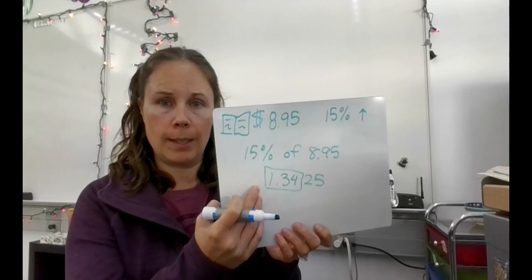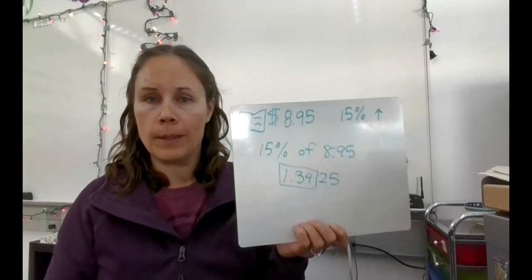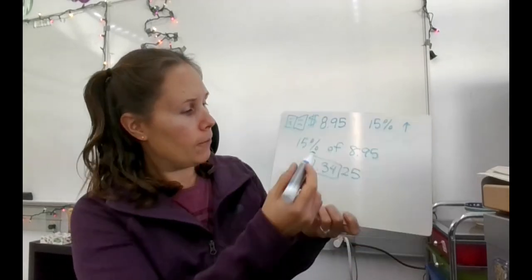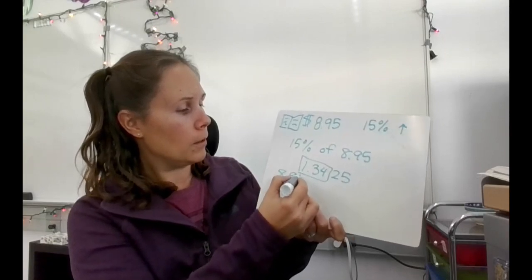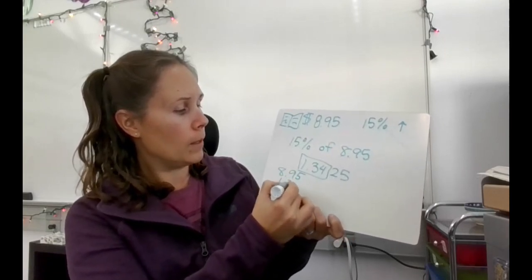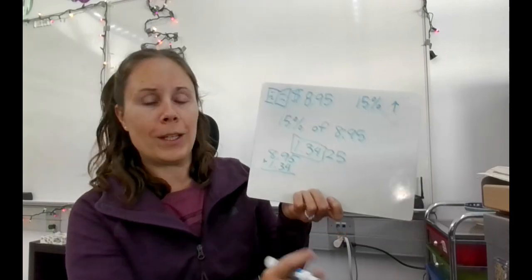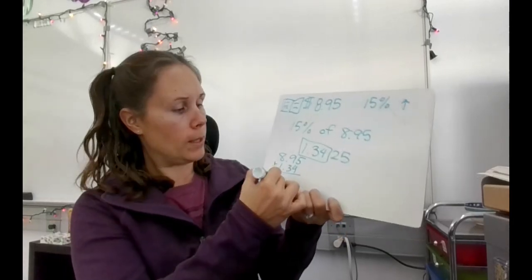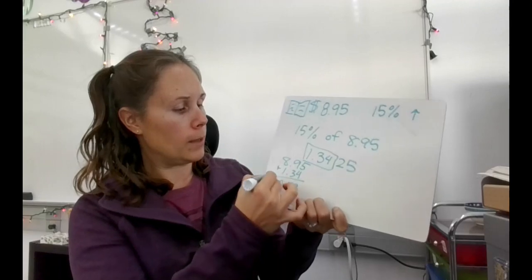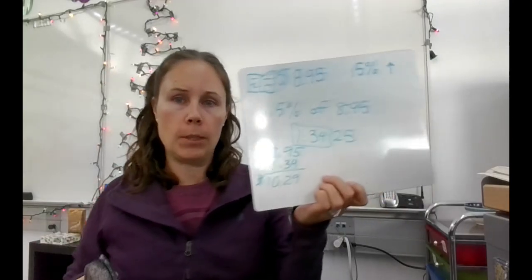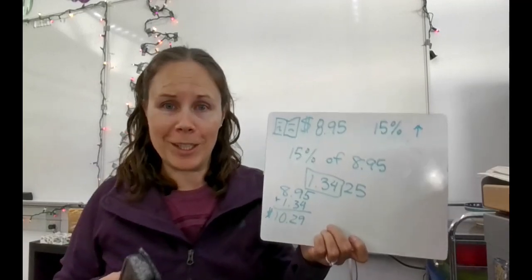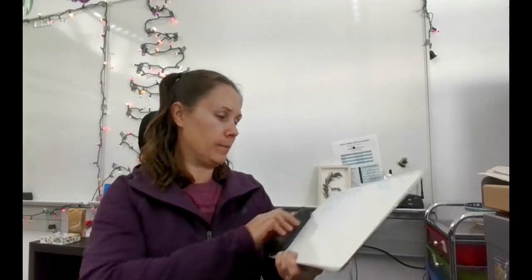Sorry, I'm trying to get that light not to show on the board. So if we take $8.95 plus $1.34, make sure I write the right price here. Add that up, we'll get our new price, which should be $10.29. So percent increase is just very similar to percent decrease, except we pay more money instead of less.